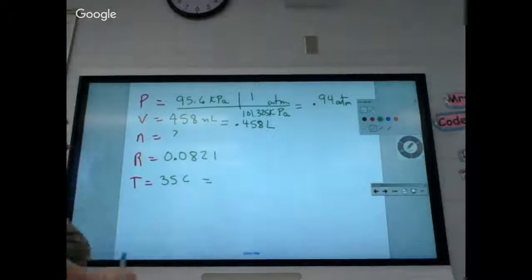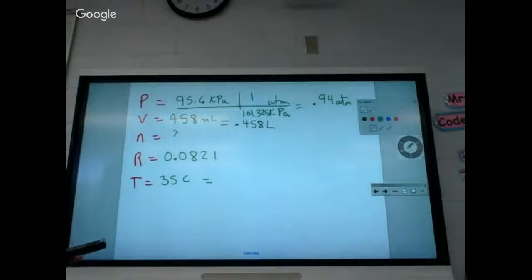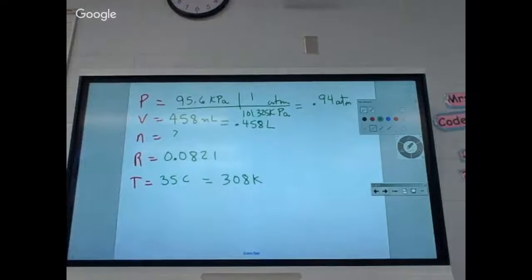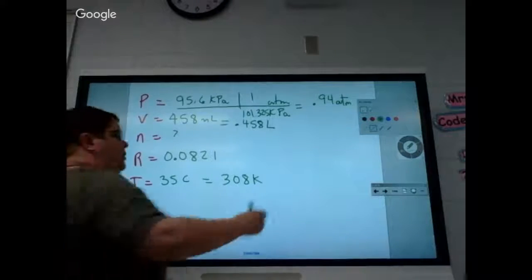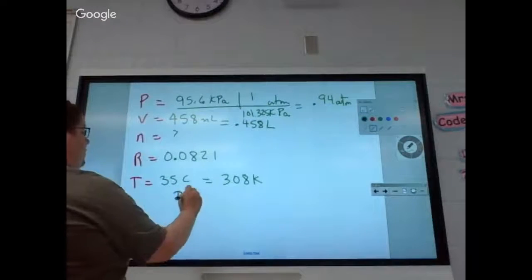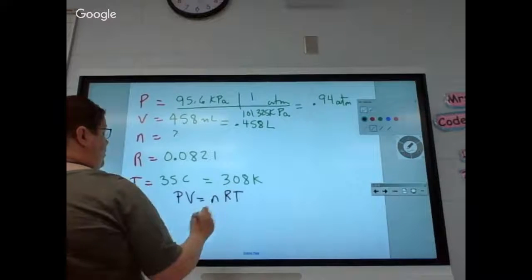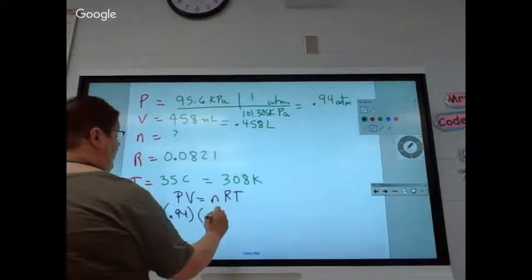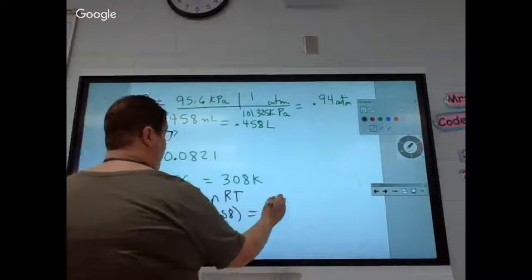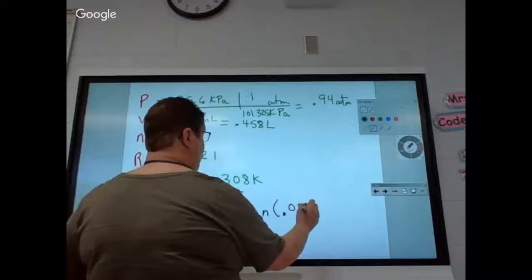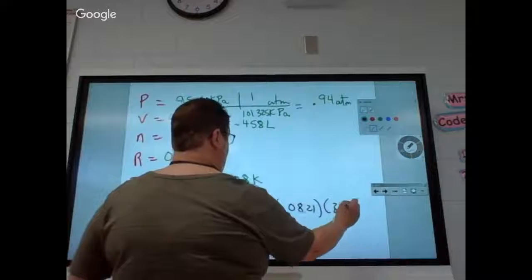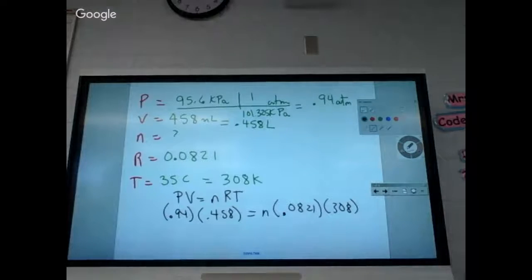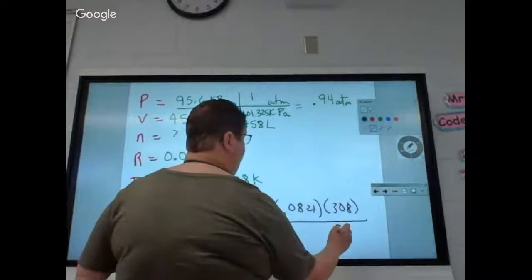Same thing here. At this point, I would hope that we all know we add 273 to get 308 kelvins. Now, we have everything converted. Plugging into PV equals nRT. Pressure is 0.94. Volume is 0.458. And we don't know n. R is 0.0821. And temperature is 308. Now, at this point, how do I solve for n? You divide by 0.0821. Yep.